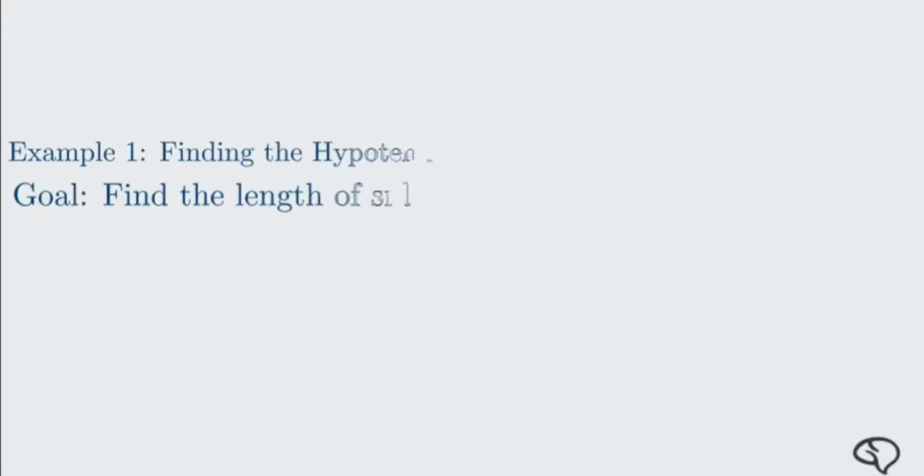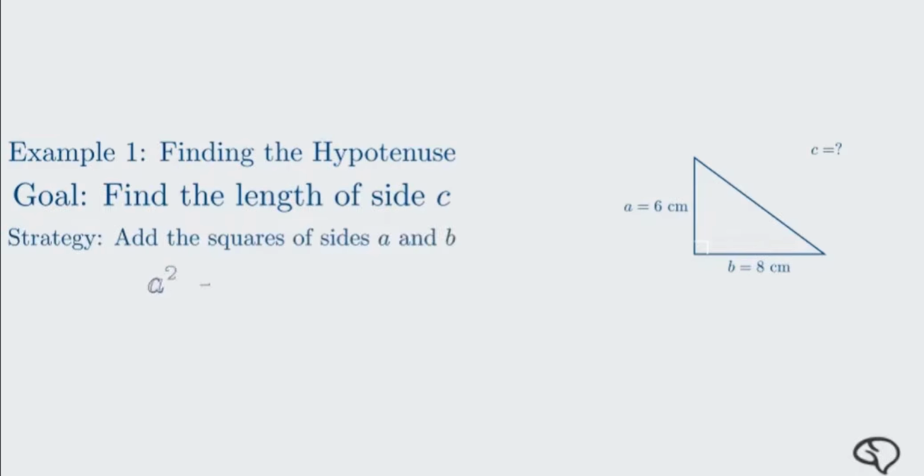For our first example, let's learn how to find the hypotenuse when we know the lengths of the two shorter sides. Imagine a right-angled triangle where the two shorter sides measure 6 centimeters and 8 centimeters. First, we identify our sides. Side A is 6, side B is 8, and the hypotenuse is the unknown side C. Because we are looking for the longest side, the hypotenuse, our strategy is to add the squares of the two shorter sides. Let's plug in our numbers step by step.